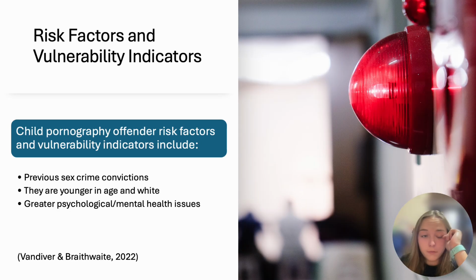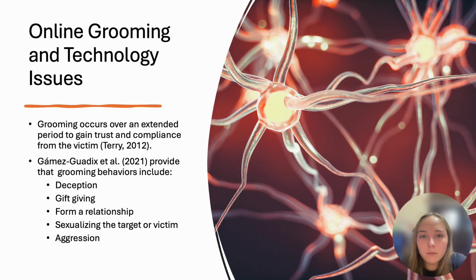Risk factors and vulnerability factors for child pornography offenders are that they have previous sex crime convictions, they are younger in age, they are white, most of them are white, and they have greater psychological or mental health issues. The other thing is that they are also highly educated, more educated than non-cyber sex offenders, just because technology can be so complicated and you need more educated people to engage in that kind of crime.